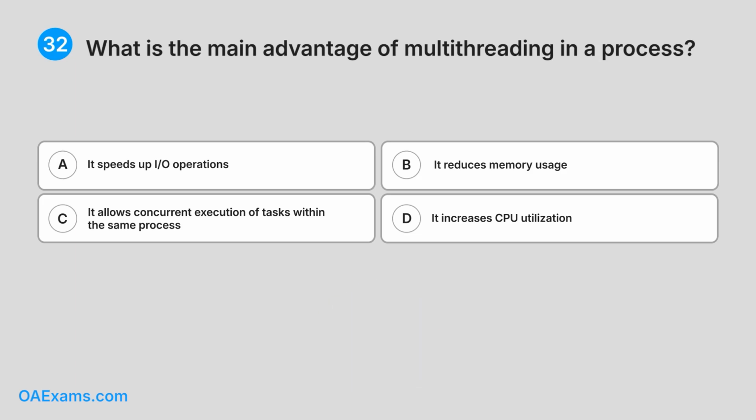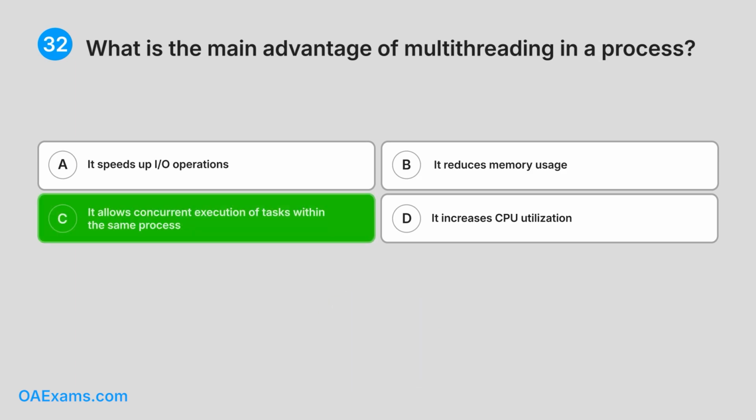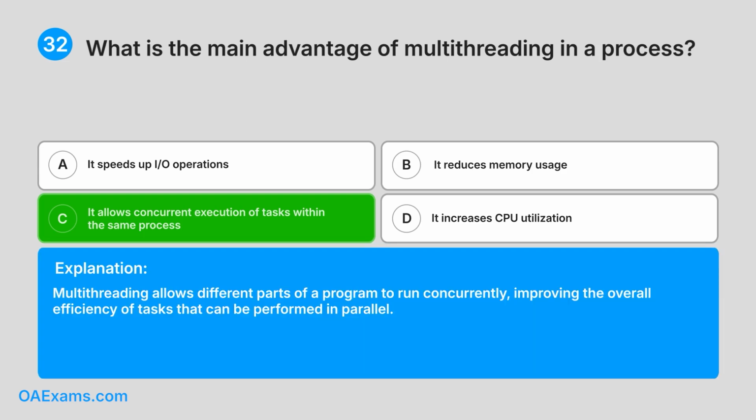Correct answer. C. It allows concurrent execution of tasks within the same process. Explanation. Multi-threading allows different parts of a program to run concurrently, improving the overall efficiency of tasks that can be performed in parallel.